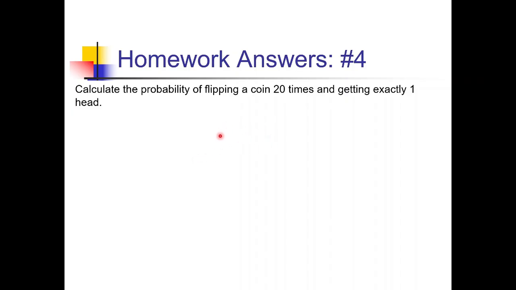So we're going to have n choose k. In this case, the total number of trials, 20, choose the total number of successes, 1. So n, 20 choose 1. And then the probability of success is heads, so that's going to be 0.5 raised to the number of successes, which in this case is 1. Probability of failure is the probability of tails, which is also 0.5. And the number of failures is 20 minus 1, or 19.